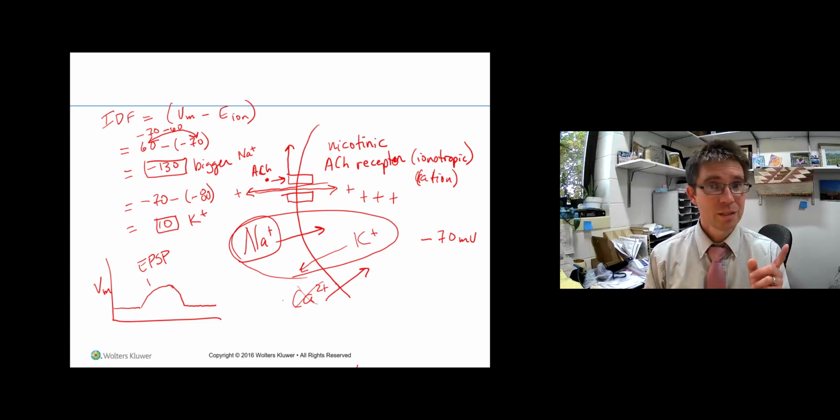So the neurotransmitter is like a key in a lock, and you know that when you put a key into a lock, the lock doesn't swallow up the key and you lose the key. You pull the key back out.